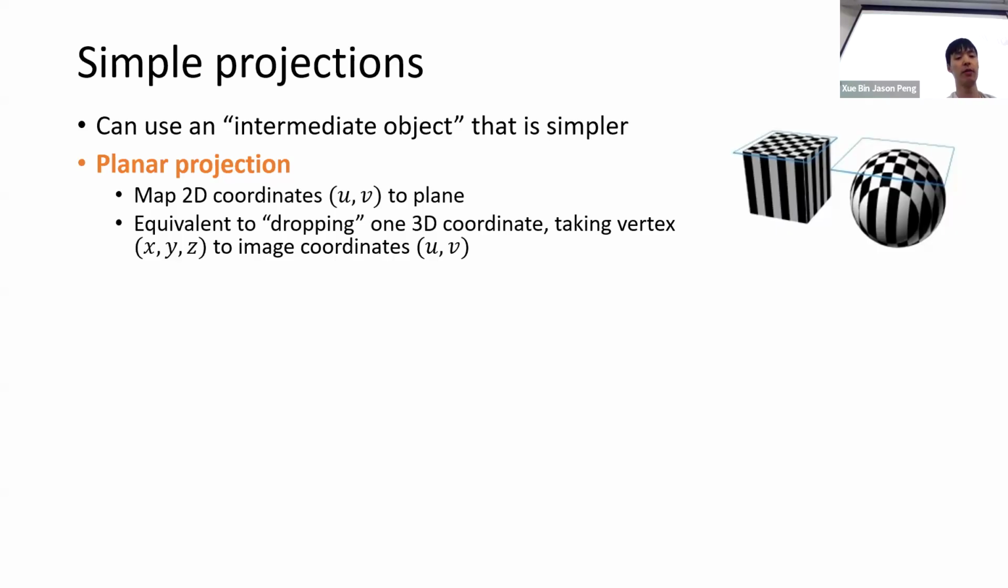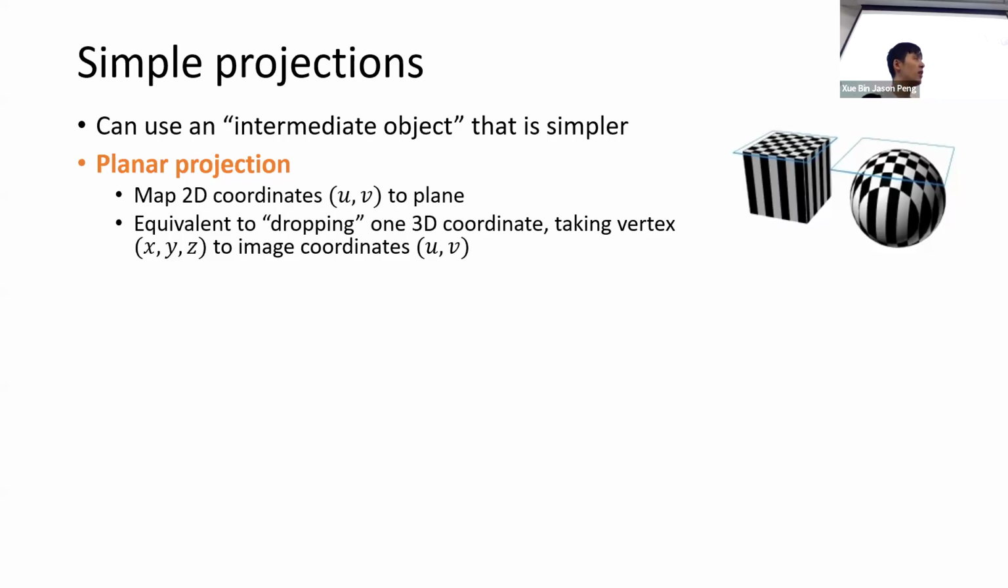texture. Okay, so a simple way that we can do this is by using planar projection. Our texture is just represented by a plane, and I want to project 3D points onto that plane. So the simple way that we can do this is that we can just take a 3D point, and we can just remove one of the components and use the remaining two components as the 2D coordinates for our texture.